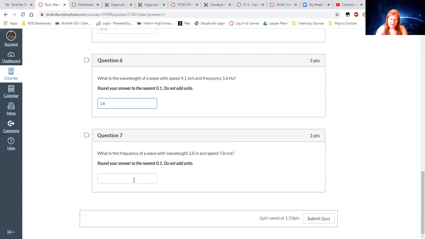And the last question, back to frequency. Frequency of a wave with wavelength 3.8 meters and speed 7.8 meters per second. Frequency is one where you really have to pay attention to what you're given in the question, since there's multiple ways to find it. In this case, we can do wave speed, 7.8 meters per second, divided by wavelength, 3.8 meters. So 7.8 divided by 3.8, rounded to the 10th place, gives us 2.1. Don't add units, but we know they would be hertz, Hz.